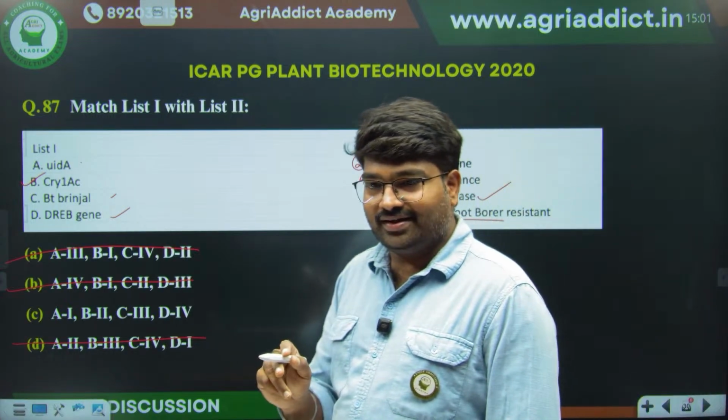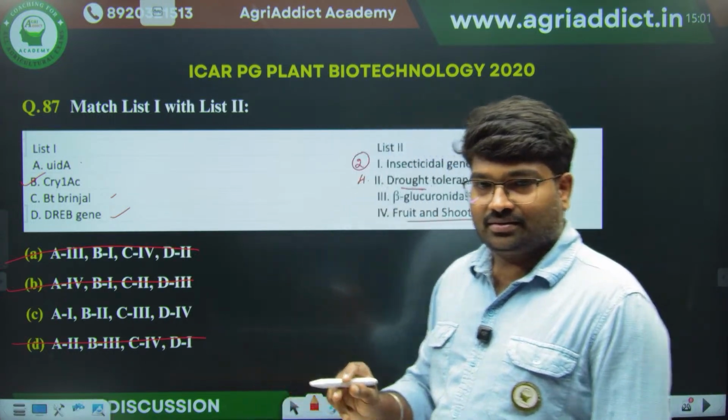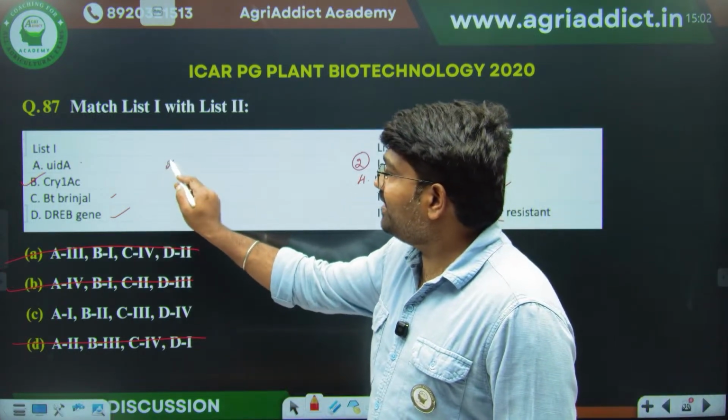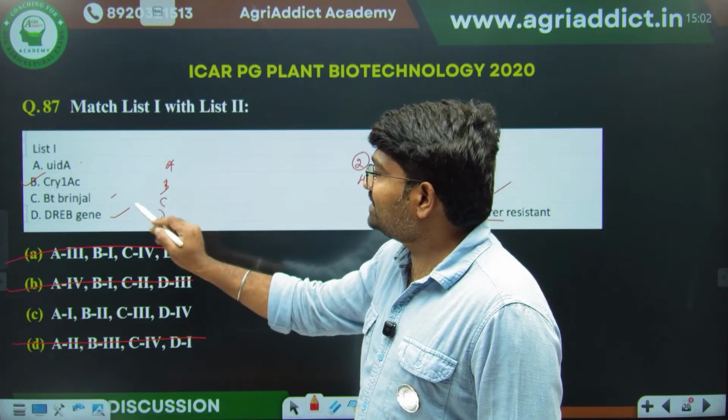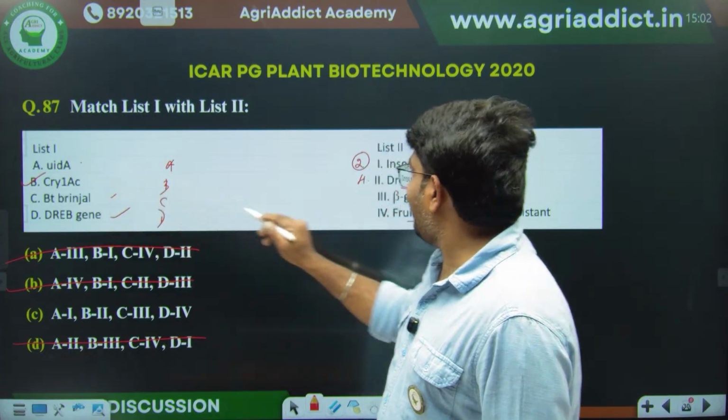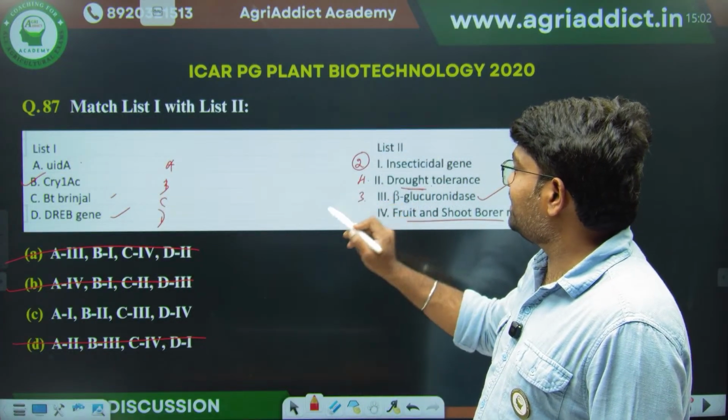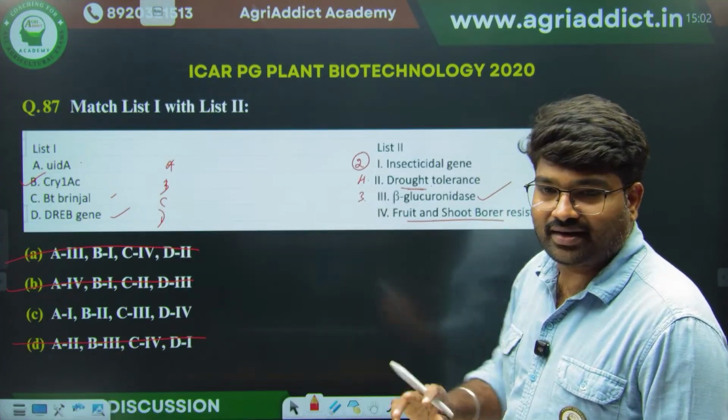Another important thing, you just match this. A, B, C, D. You just let me know the answer. For A, what will be the answer? A is 3. Like that, you just comment the answers.